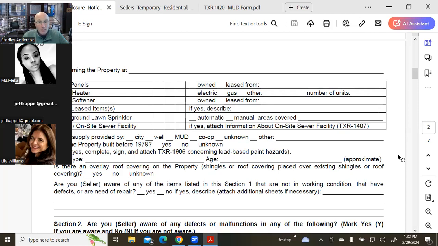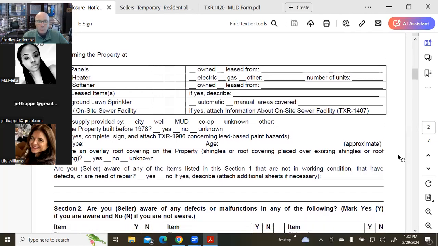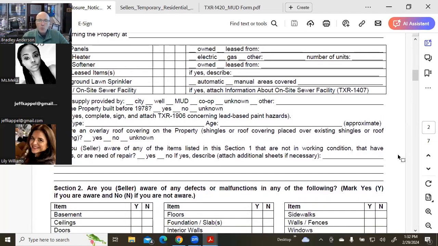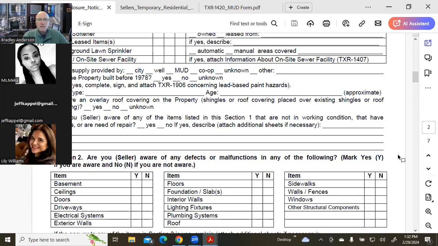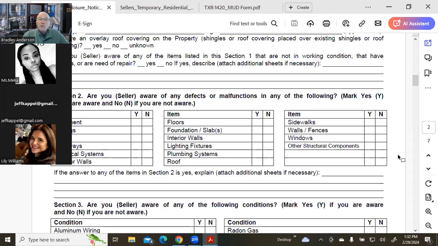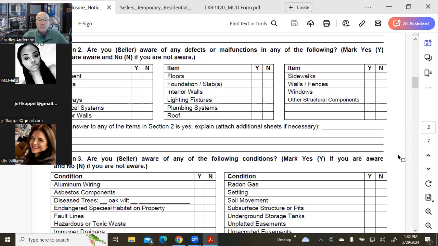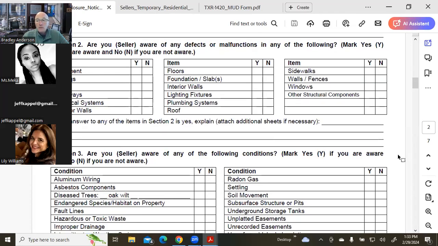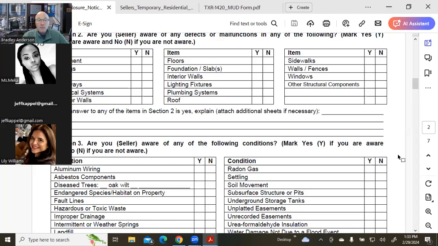Okay, so when they bought the house, they were told, and they pay a certain amount each month to be in that water district. And I'm going to go over another form that TAR has come out with as well. So just hang tight there. And then section 2, are you the seller aware of any defects or malfunctions in any of the following areas? And so, the way this is written, you're kind of forced to be honest. Whether a seller is or not is another story, but just to kind of familiarize yourself on how this is written.